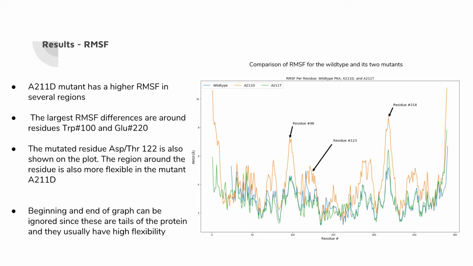This RMSF graph shows the fluctuations of the structure per residue. The residue number is on the x-axis, and the RMSF is on the y-axis, and peaks in two spots, around residue 100, which is tryptophan, and 220, which is glutamic acid. The beginning and end of the RMSF graph can be ignored, as the RMSF will usually always be larger at the termini of proteins. There are regions on this plot where the mutated structures have a higher RMSF than the wild-type structure.